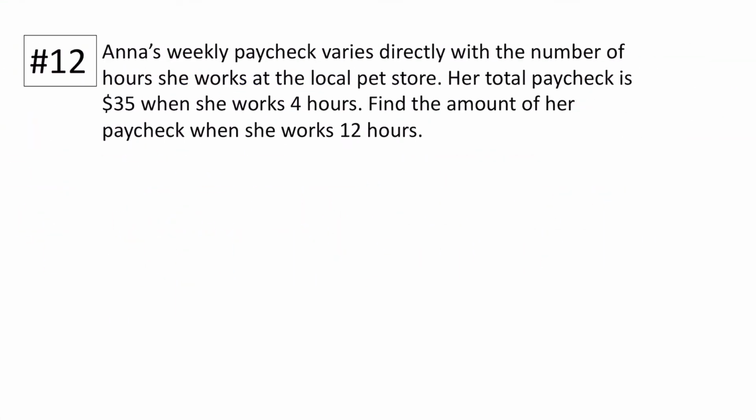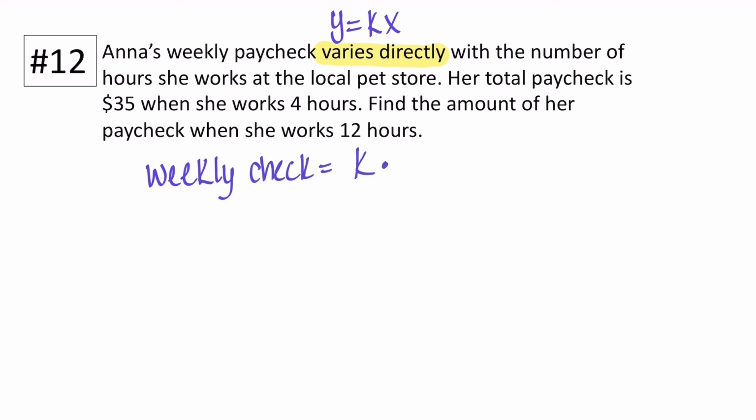It says that Anna's weekly paycheck varies directly with the number of hours she works at the local pet store. Her total paycheck is $35 when she works 4 hours. Find the amount of her paycheck when she works 12 hours. So we have this very important phrase right here, varies directly. So remember, that is what tells us we are going to use y equals kx. So we have weekly paycheck equals k times the number of hours she works.